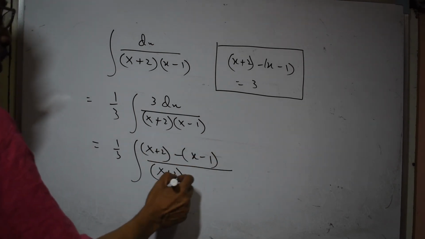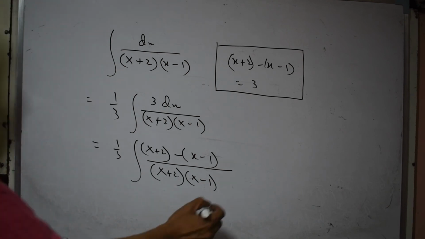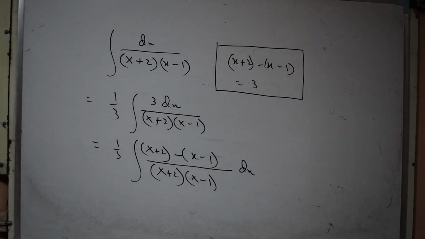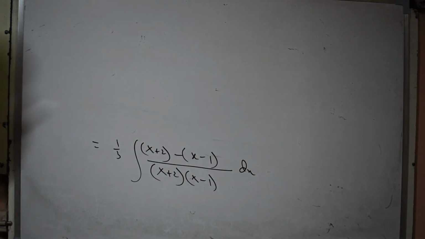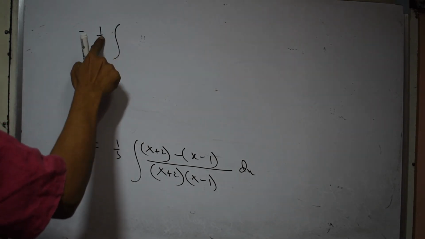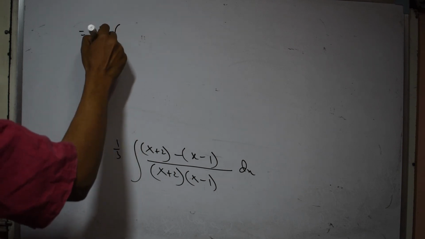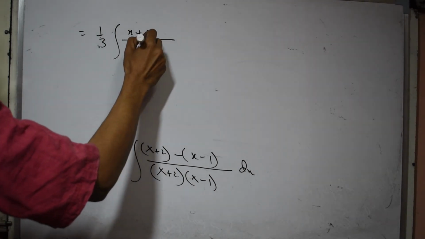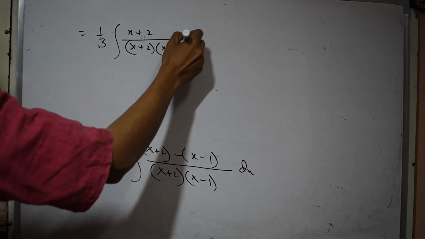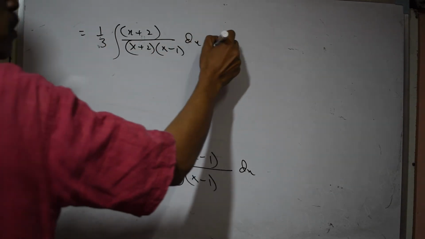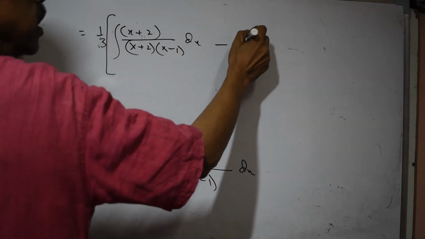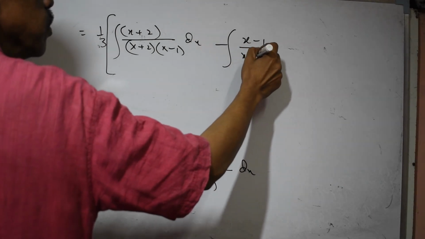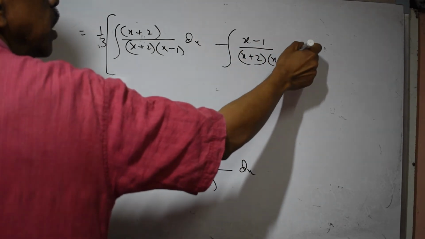This is a very common type of problem we can do if you can factorize the denominator this way. These are called linear factors. Now I'll separate this expression in two parts. 1 by 3, x plus 2 by x plus 2 into x minus 1 dx, minus, with 1 by 3 outside, x minus 1 by x plus 2 into x minus 1 dx.